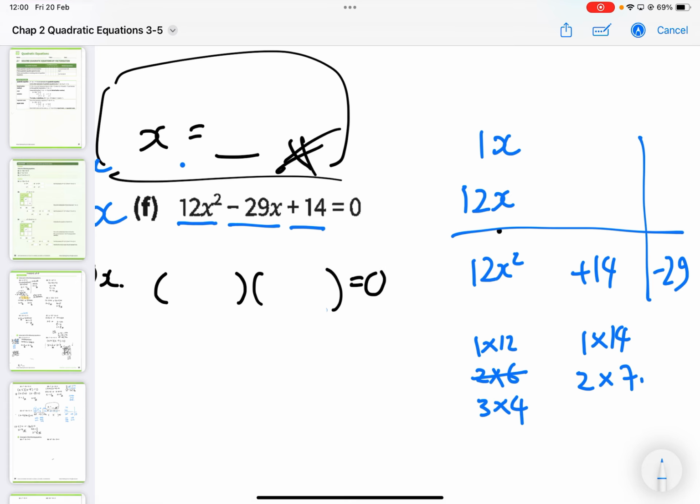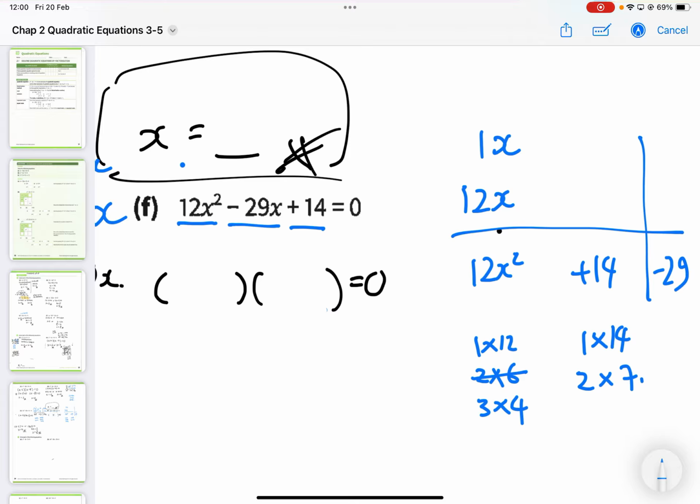Possible. Then I go and try 1 and 14. If I put 14 here, then 14 times 12 is too big already, not possible. So if I put 14 here, 14 times 1, and then 1 times 12, still too big already. So cannot be 1 times 14.